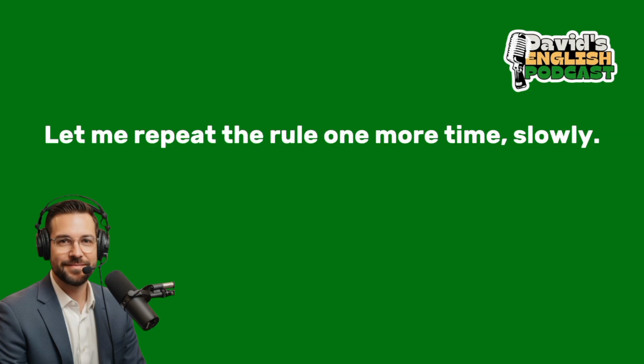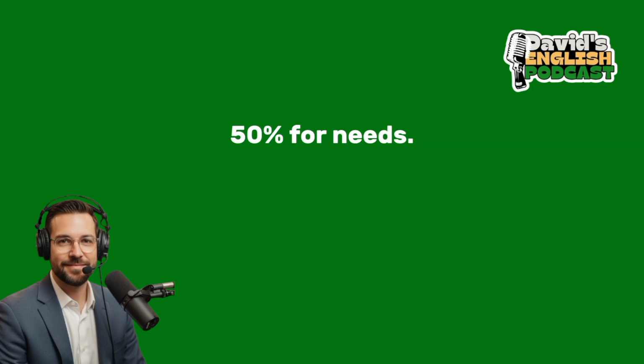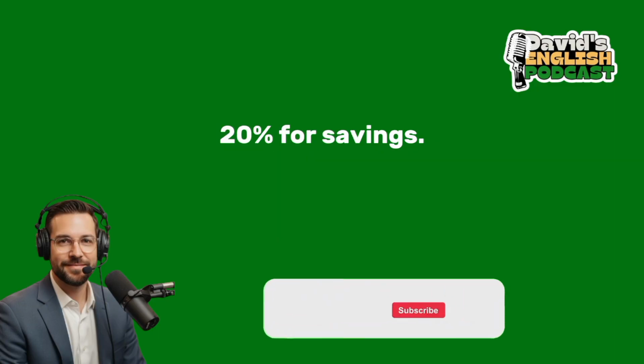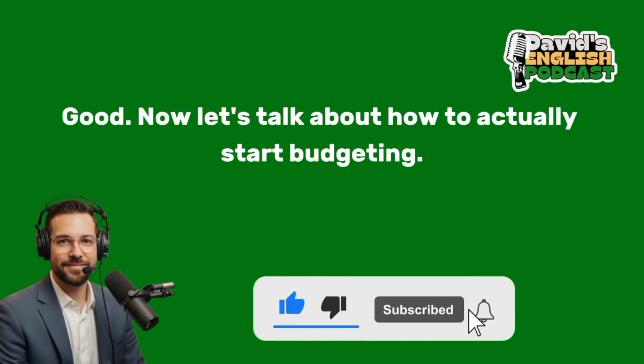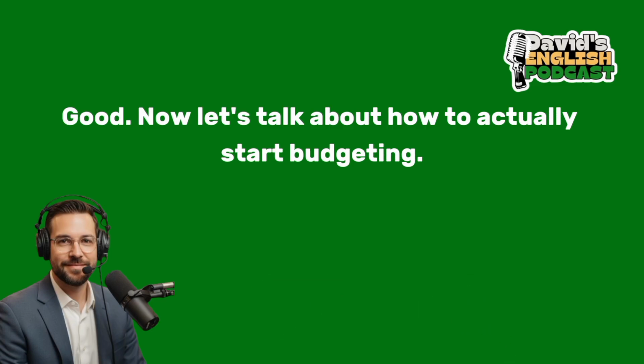Let me repeat the rule one more time, slowly. 50% for needs, things you must have. 30% for wants, things you enjoy. 20% for savings, money for the future. Good. Now let's talk about how to actually start budgeting.